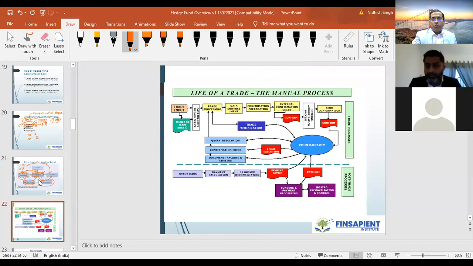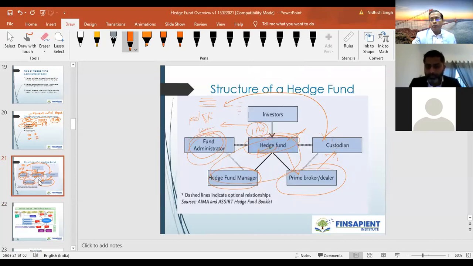Next. Nidhish, I have a query. Are hedge fund manager and IM both the same? Can they be the same? Yeah, their roles are interchangeably defined.